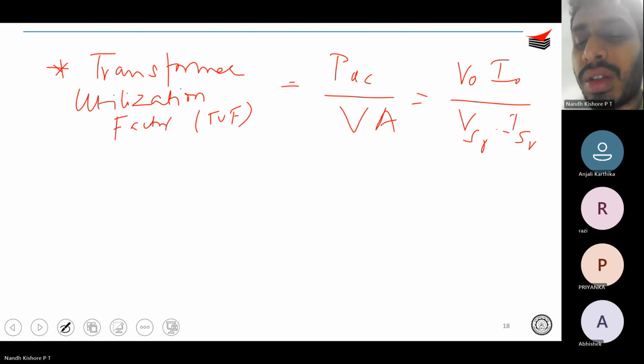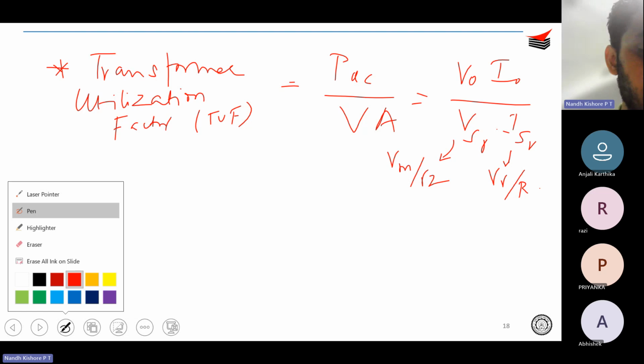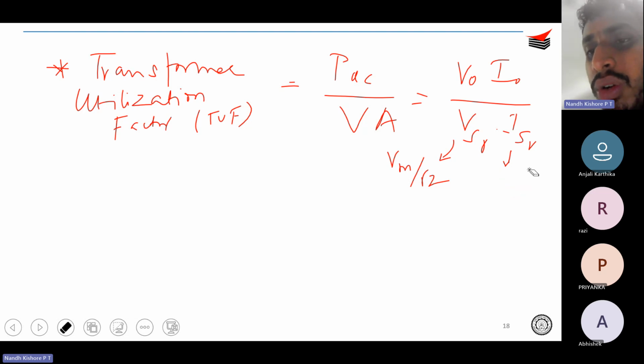So what is V source RMS? V source RMS is going to be VM by root 2. And only if you have a pure resistive load, I source RMS is going to be V RMS over R. If you have a pure R load, or else this does not hold good. So transformer utilization factor is PDC divided by the VA rating.